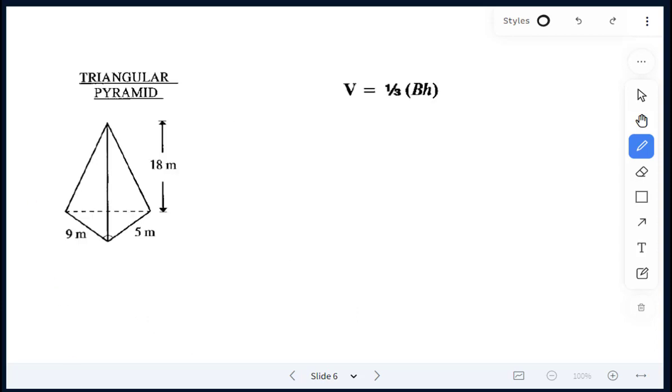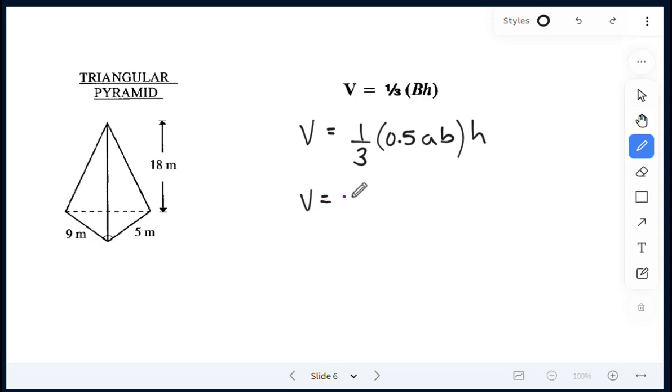So next we are looking at the triangular pyramid. So our base is a triangle. And then we have our height here is 18 meters, and we have the sides there of our triangle. So volume is equal to 1/3 area of the base, because it is a triangle. The area of a triangle is 0.5 AB. A is the altitude, B is the base, and then multiplied by the height.